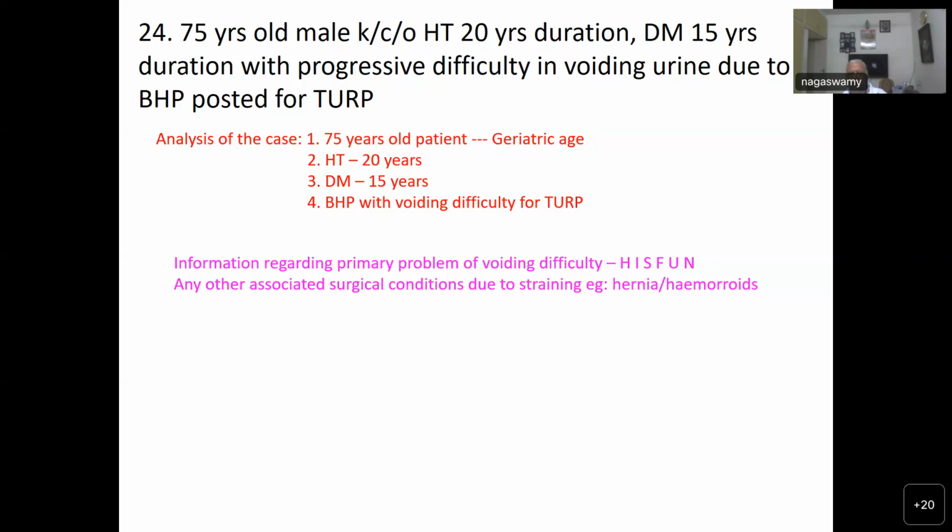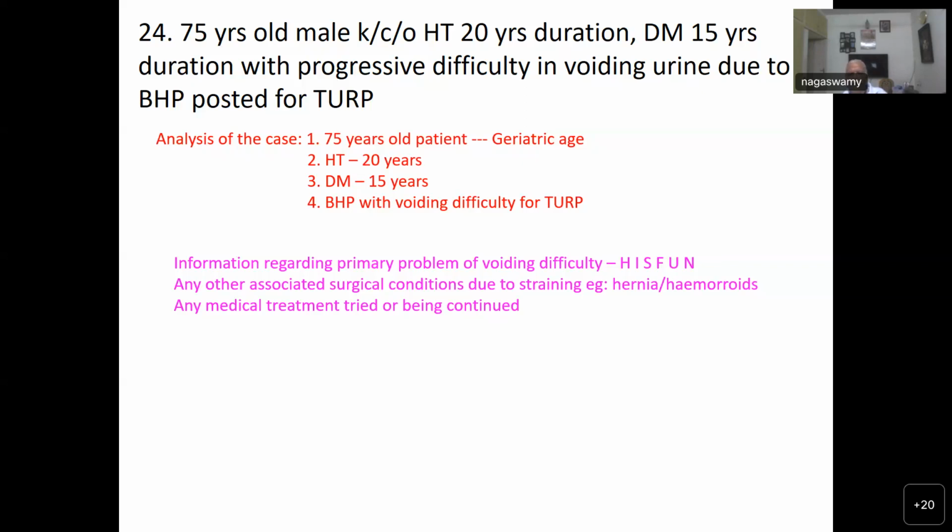And any other associated surgical conditions. This question should always be asked because many people keep on straining and they may develop a hernia or hemorrhoids. So this question also should be elicited in the history. And any medical treatment tried or being continued. Initially, with a small size prostate, before it becomes too large, the surgeons themselves try to manage it with medications like alpha blockers or testosterone inhibitors and all those things which we have discussed in the class. So please go through all the medical drugs that are prescribed and their importance in continuation.